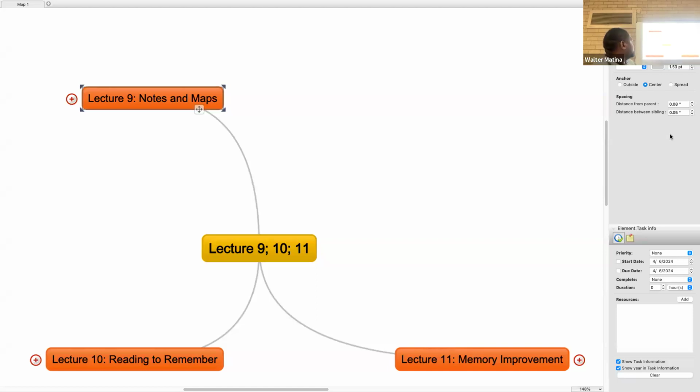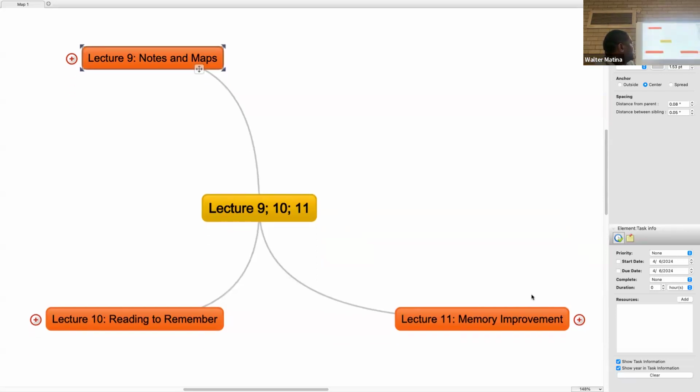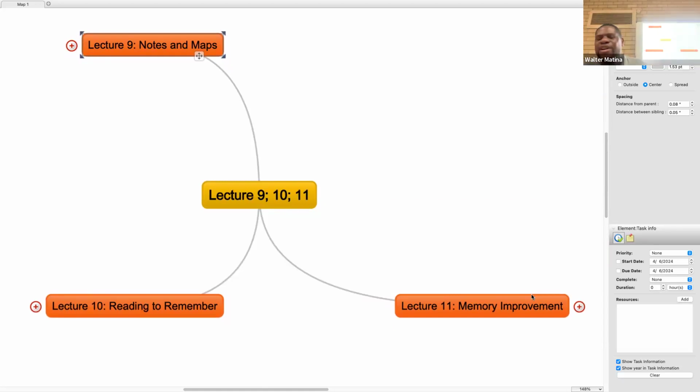I am going to be using an app called Mind Maple, or you can find it as Xmind. There's a reason why I've decided to do this. As we go through today's session and the various lectures, you will see that in lecture 9, we are going to be looking at how to write notes and how to use mind maps.